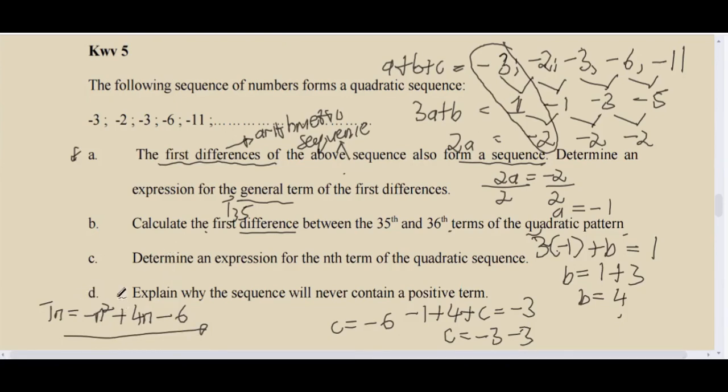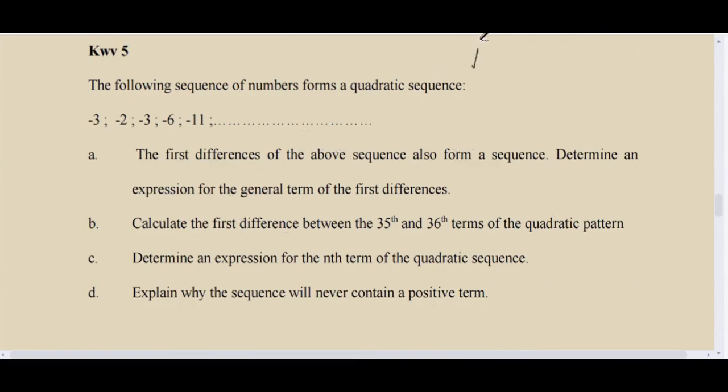Now, D says, explain why the sequence will never contain a positive term. Okay, let's clear the screen for that. So we have Tn is equal to -n squared plus 4n minus 6. Note with these questions, no calculation is required whatsoever. All you need to do is explain the relationship of numbers here. So what are we going to do? Let's just say Tn. So usually these questions are about 3 marks, right? Just for you to explain.